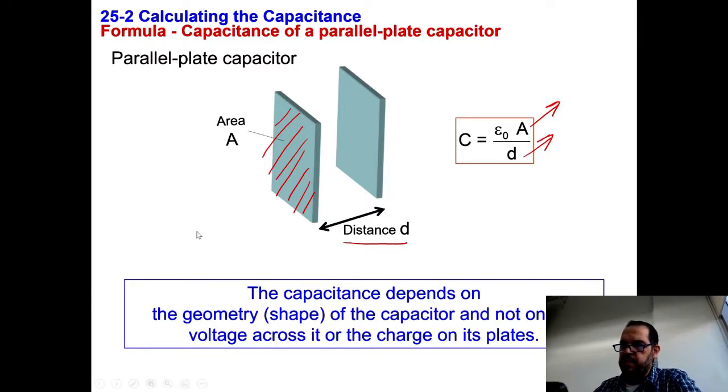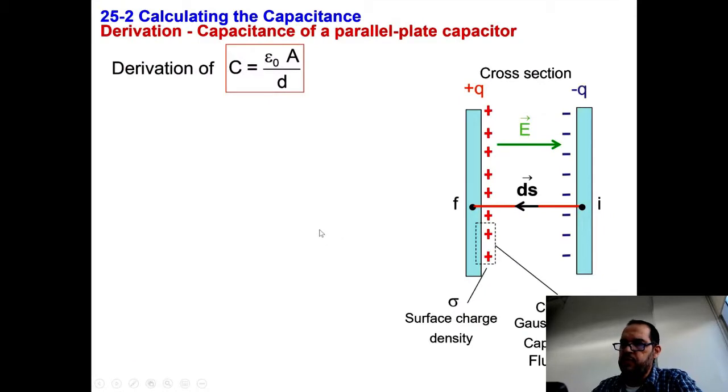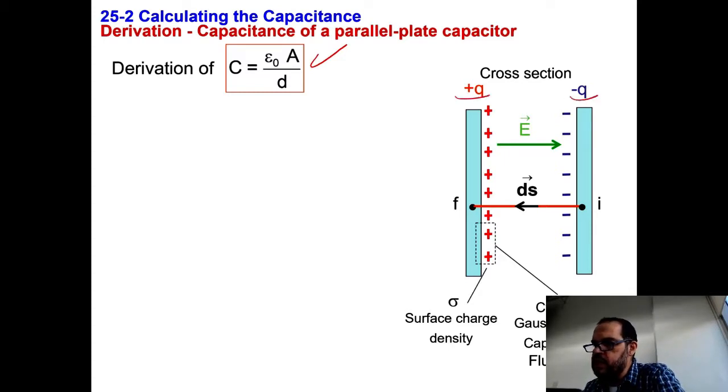Okay, so let's prove this relationship. Let's assume we have these two plates of the capacitor. One has a positive charge Q and one has a negative charge minus Q. And so we have an electric field between the two plates, and remember, the electric field points away from the positive charge towards the negative charge. So this is the electric field. Let's assume we start at an initial position here and we have a final position here. We want to derive the equation for the capacitance.